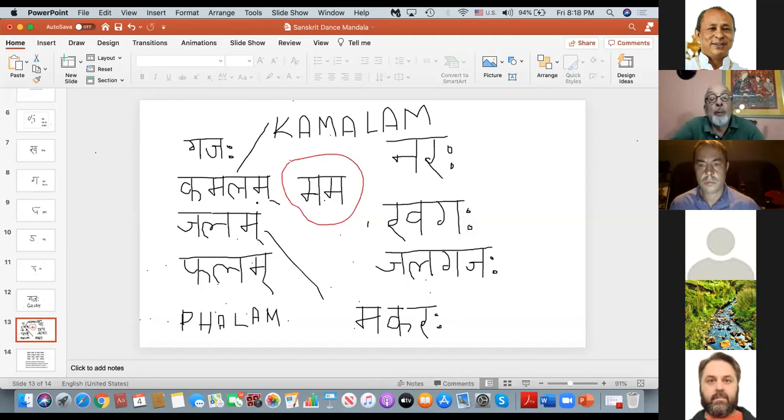Neuter words end with M: kamalam, jalam, phalam, right? Masculine words end with visarga, aha, aha, aha: naraha, khagaha, jalagajaha. So, eka jalagajaha, eka makaraha. Okay, but ekam kamalam, kamalam is neuter. Ekam jalam, ekam phalam.